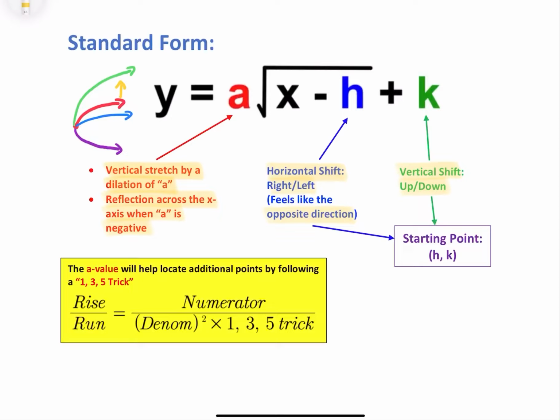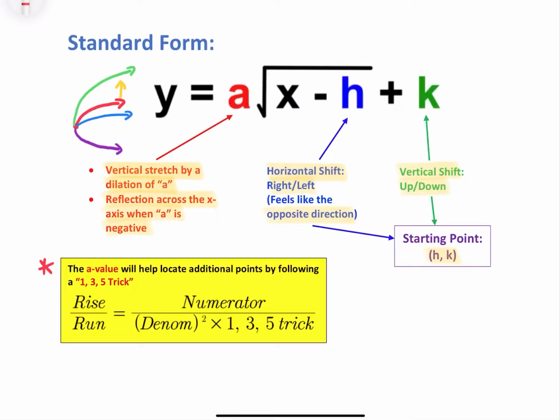Now, the starting point when we graph our square root functions is going to be using our h and our k values. Now, to find our additional points, we could go ahead and create a table of values, an x and a y chart, and that's what a lot of teachers do. But there's a little trick that we can use, and I'm going to be using something that I call the 1-3-5 trick. The a value will help us locate these additional points by using this trick, and we can also use what we know about our rise and our run.